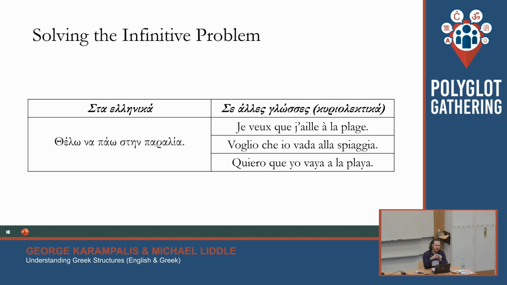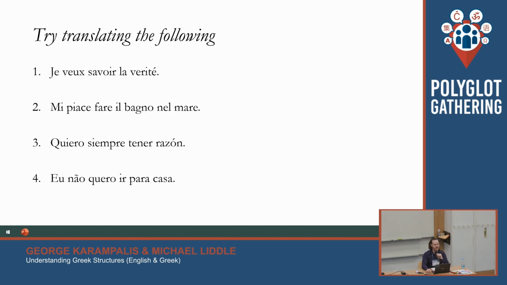And then if you were to change that second half, I don't know, like je veux qu'on aille à la plage. In Greek, all you need to do is just change πάω to πάμε. So it's easy. It's like θέλω να πάμε στην παραλία. Okay, so we're ready for four more sentences to translate, and then that's it.